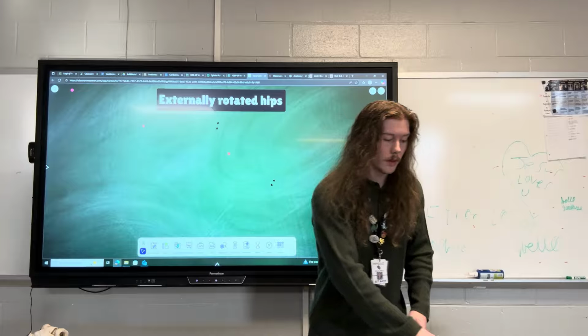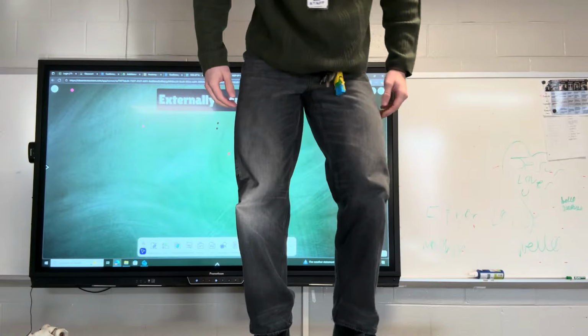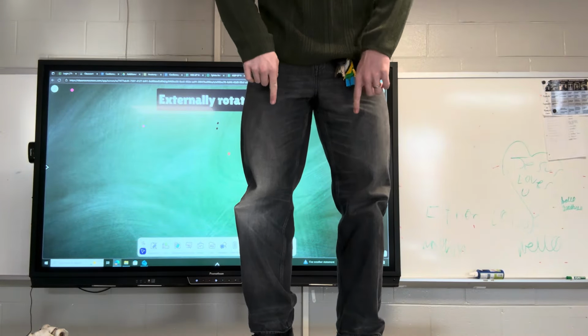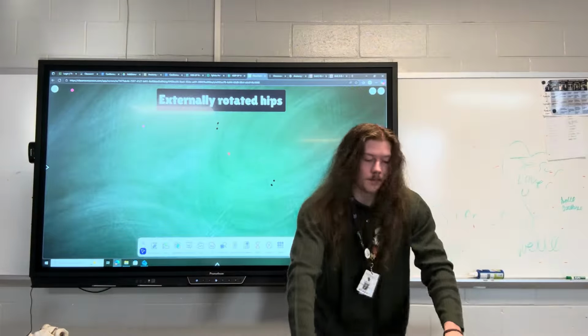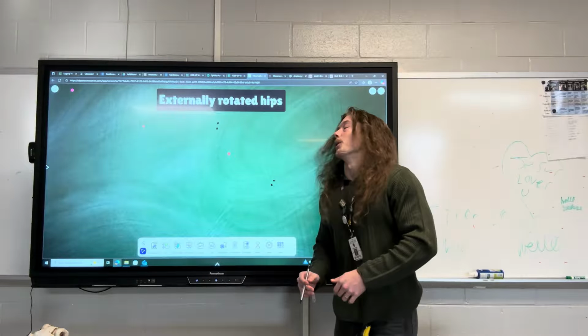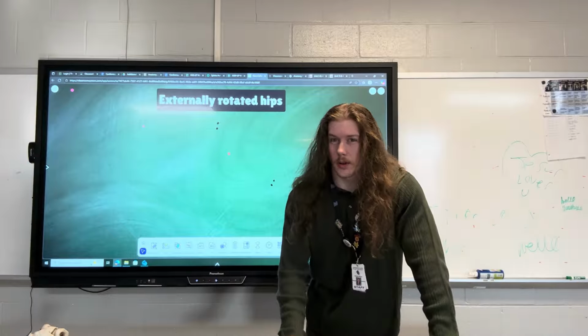For those of you that do not know, an externally rotated hip kind of just looks like this, where your feet are super duper turned out. Okay, so that being said, let's get into it. What are some problems that come with chronically externally rotated hips?